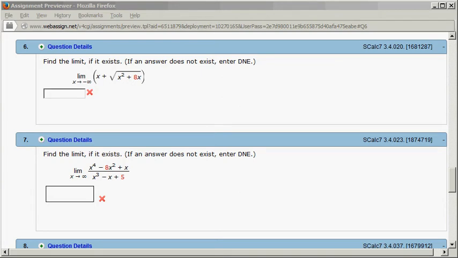All right, let's look at homework 3.4, problem number 6. Let's evaluate this limit.